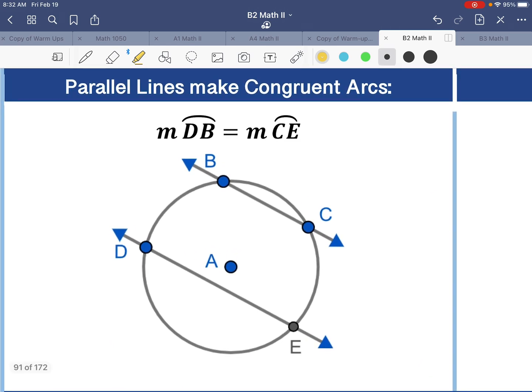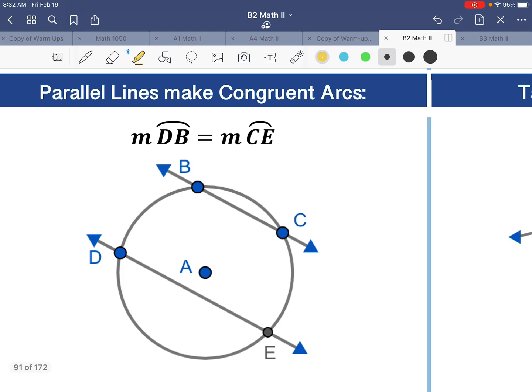Here's one that we like a lot. Parallel lines make congruent arcs. So if you have two lines that are parallel, so these two lines are parallel, meaning that they would never intersect because they have the same slope. Those two lines are parallel, then these two arcs are equal. That makes sense, right? Because if you're intersecting a circle with two parallel lines, their inside arcs should be equivalent. I'm trying to think if we have any different thing to say about this. No, not really. Those two things are the same.